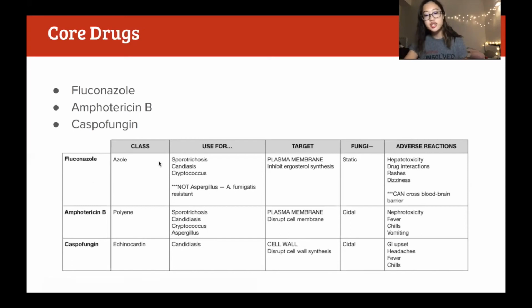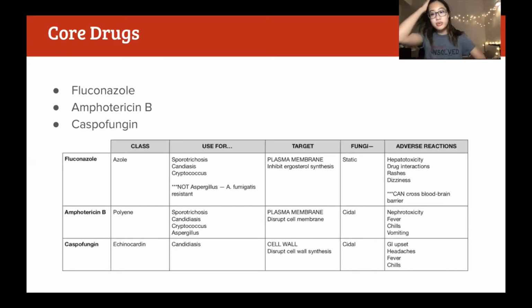So fluconazole is an azole. It's used for sporotrichosis, candidiasis, and cryptococcus, and does not work on aspergillus. So do not use this for aspergillus. Aspergillus is just going to take it in and then spit it back out because it's not going to work. So it targets the plasma membrane by inhibiting ergosterol synthesis, and it's fungostatic.